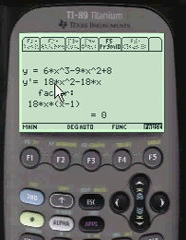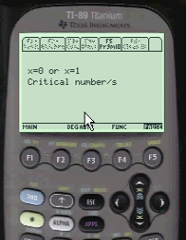And we find the first derivative and then set it equal to 0 and factor it and find the x values. X equals 0 or x equals 1. These are critical numbers. They're along the x axis. They're not critical points. A critical point is when you put these into the original function and then solve for y, and you get the y value, and that's a point.